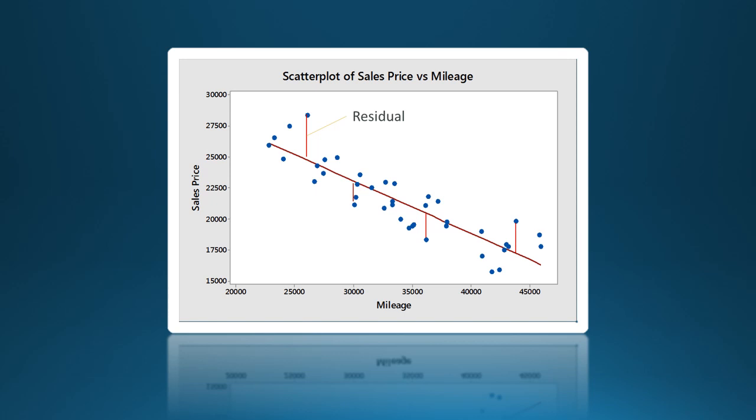To check the assumptions, we evaluate the errors in our regression model by examining the residuals. Recall that the residuals represent the difference between the observed and fitted values. The easiest way to evaluate the residuals is by using residual plots.